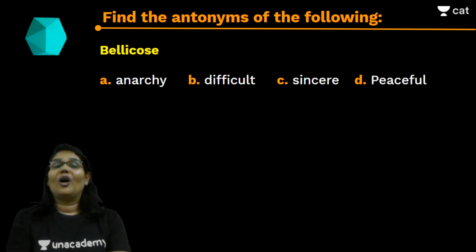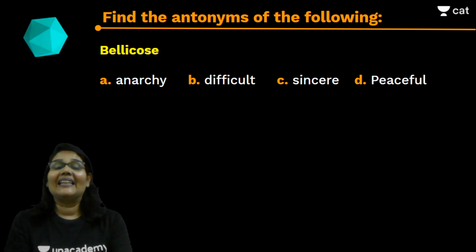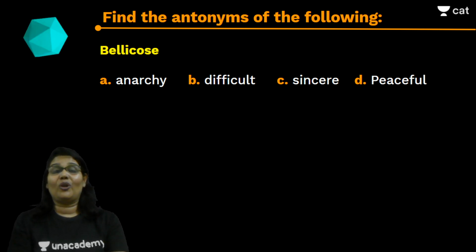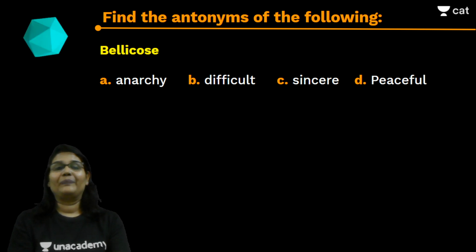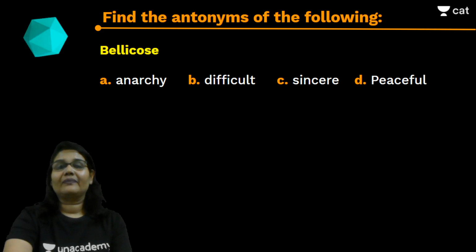Okay. Let's look at the other words. You have anarchy. Anarchy, as I told you, is dictatorship. Difficult, you know the meaning. Sincere, also, you know the meaning. Right? Great.